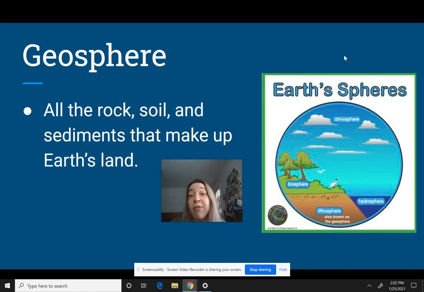Okay, so our first word is geosphere. And a geosphere is just basically all the rock and the soil and the dirt, essentially, that make up the land that we live on. So that would be considered our geosphere. As you can see in this picture, it's also known as the lithosphere. So if you ever see that in some reading, and we probably will, just in our different texts, we'll go over it again, that is just our geosphere. So some people call it lithosphere, we call it geosphere.